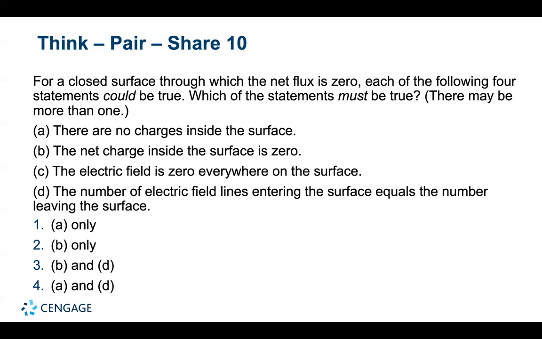Here is another question. For a closed surface through which the net flux is zero, each of the following four statements could be true. Which of the statements must be true? And the answer is B and D. Since the net flux through the surface is zero, Gauss's law states that the net charge enclosed by the surface must be zero, as stated in B. Statement D must be true because there would be a net flux through the surface if more lines entered the surface than left it, or vice versa.